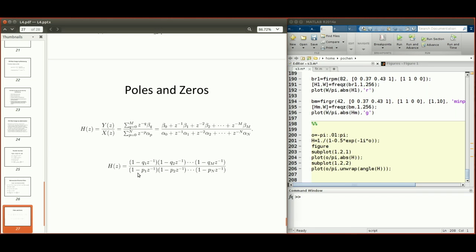But it's important to understand that the transfer function can be represented in two different ways: as polynomials in the denominator and the numerator, and as these factorized polynomials. So the transfer function can be characterized using those coefficients, for example beta 0, beta 1, alpha 0, alpha 1. That's one way to characterize a transfer function. A second way is by using poles and zeros: the roots of the denominator, that's the poles, and the roots of the numerator, that's the zeros of the transfer function.